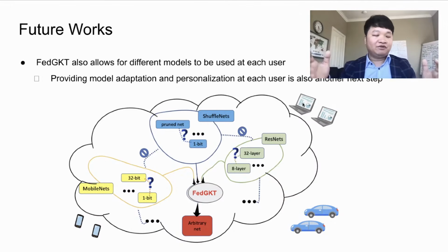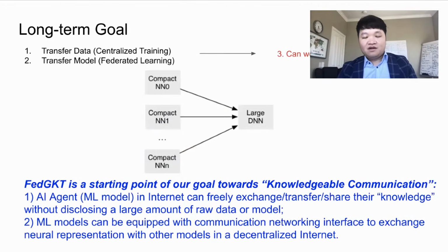Some people use laptops, some use PCs or smartphones. They can use different architectures. We can still do knowledge transfer because we use logits to synchronize the knowledge transfer. We don't need the same architecture. This can be a very interesting future direction. So the long-term goal of FedGKT can be, we also think about how to do knowledge transfer in IoT or 5G settings. We want to transfer knowledge from multiple clients to a centralized server model.